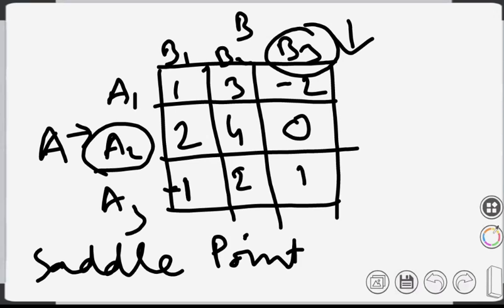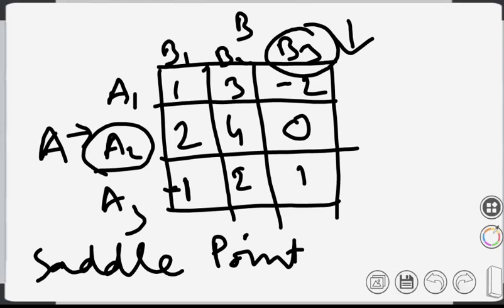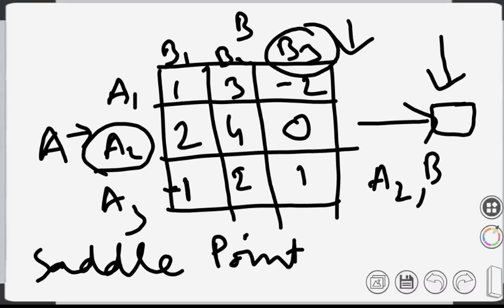Sir, can you please repeat the point? It is the particular strategies where the pure strategy of player A coincides with the pure strategy of player B. Like in this case, the pure strategy of player A is A2 and the pure strategy of player B is B3. So the pure strategies of player A and player B coincide at A2, B3. So the A2, B3 point is called the saddle point.